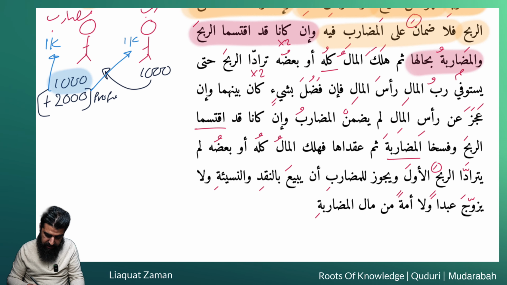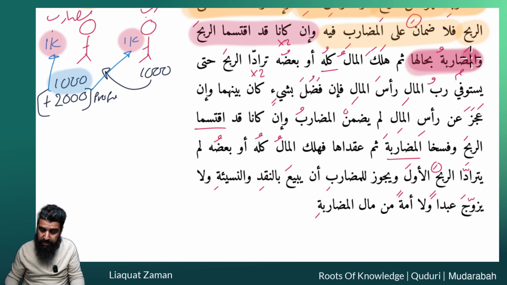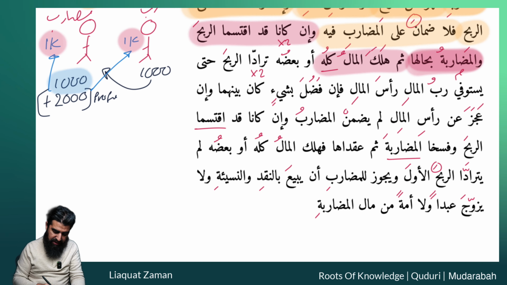So he says, in kana qad iqtasama, if they have divided the ribh. Remember, the contract is not over. Wal mudarabatu bihaliha, the mudaraba is still active. Right, the contract is still going on. ثم هلك المال كله. Then what happened is the mal got destroyed. How did the mal get destroyed?